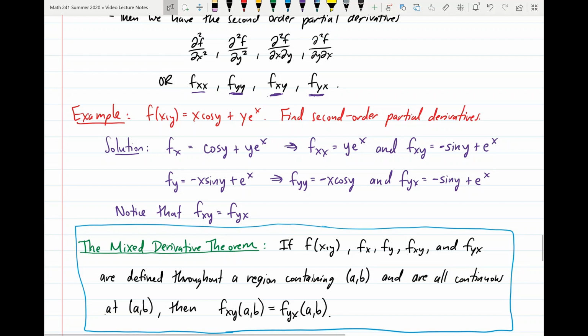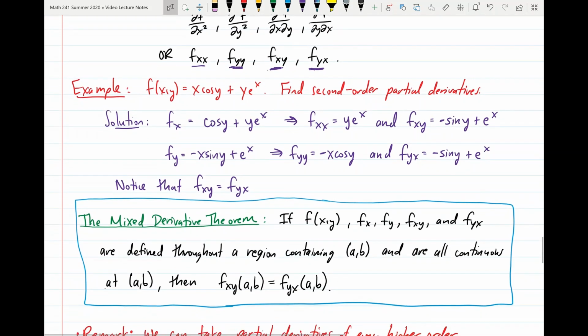So let's give an example where we're finding the second order partial derivatives. Say we have the function f of xy is equal to x times cosine y plus y times e to the x. And we want to find all of the second order partial derivatives. So we start off by finding the partial derivative with respect to x. We're going to hold y constant and then take the derivative, and we get cosine of y plus y times e to the x.